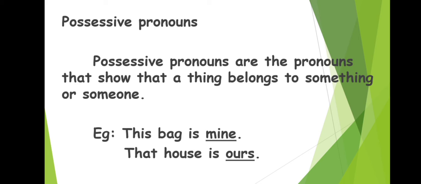Look at the examples. This bag is mine. So we have a thing, bag, and in order to show that possession or ownership, we have used the pronoun mine. Look at the next example. That house is ours. So that house belongs to someone, and whose? It's ours. So ours is a possessive pronoun.